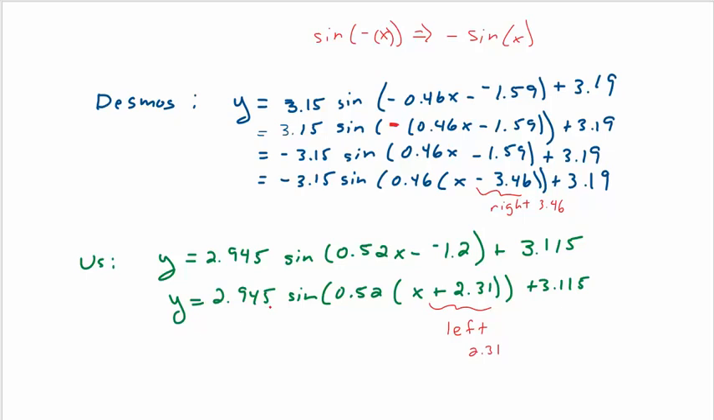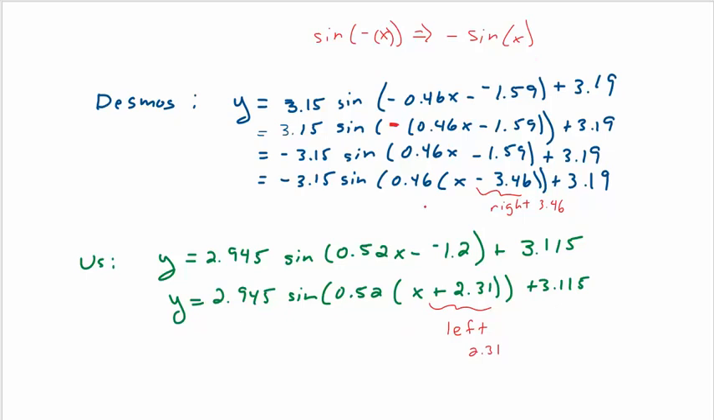Okay, now I want you to notice, remember our period was 12. Look at what you get if you shift to the right 3.46 versus the left 2.31. If you add these two numbers together, it's pretty darn close to 6, which is half a period. Okay, so if you shift to the right and flip it over, or shift to the left and don't flip it over, you're going to kind of get the same shape. Maybe mess with that a little bit and visualize it.